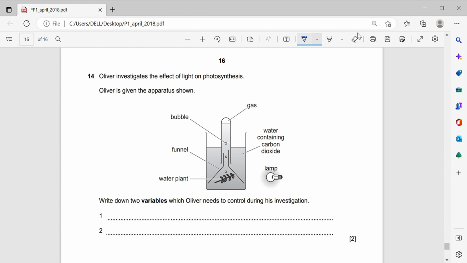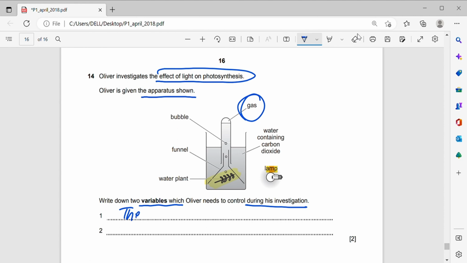Question number 14. Oliver investigates the effect of light on photosynthesis. Oliver is given the apparatus shown. Write down 2 variables which Oliver needs to control during his investigation. So he is investigating the effect of light on the photosynthesis process. He is going to measure, for example, the amount of gas produced. So which 2 variables should he control?